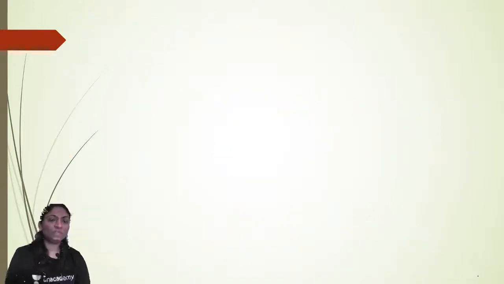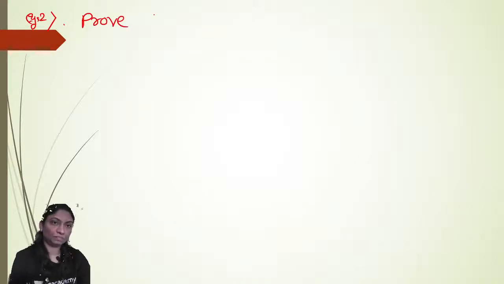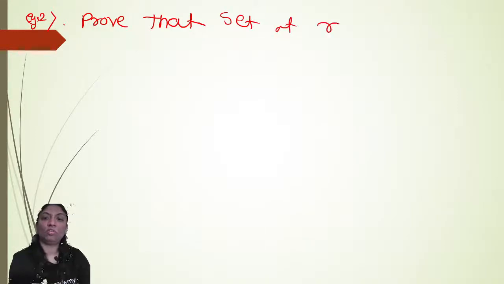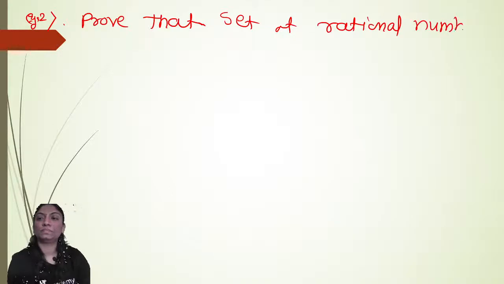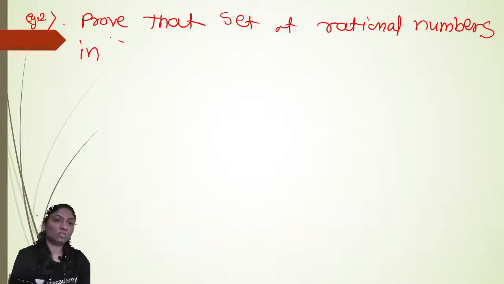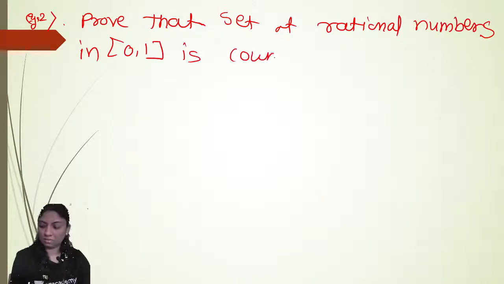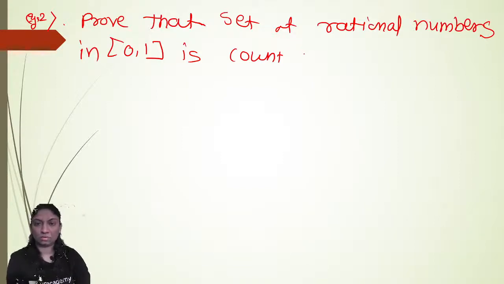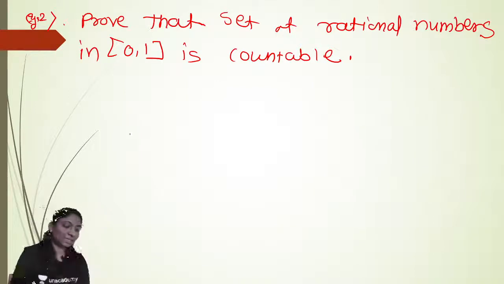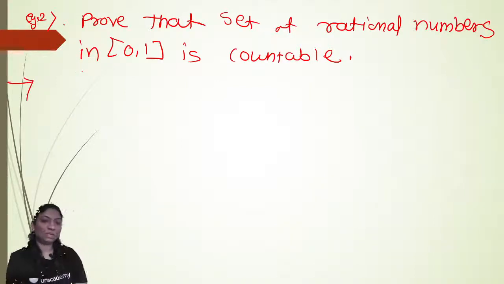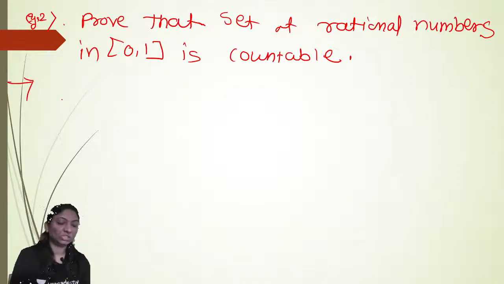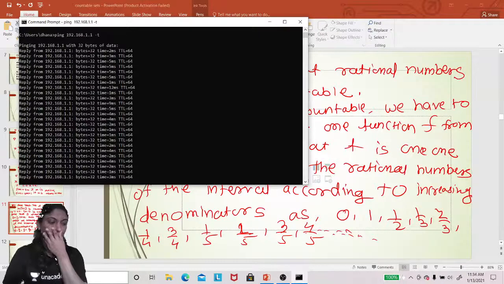Okay. Now, we'll take the next example. Example 2: prove that the set of rational numbers in the closed interval 0, 1 is countable. Now, show that the set of rational numbers in 0, 1 is countable. So we have to establish the relationship between the set of rational numbers and the set of natural numbers.